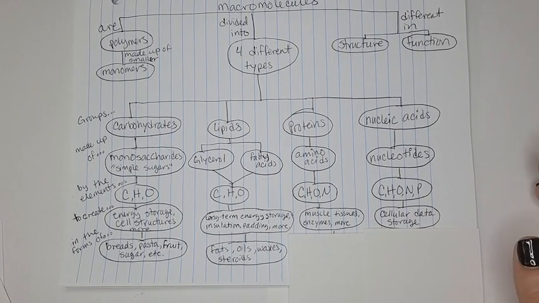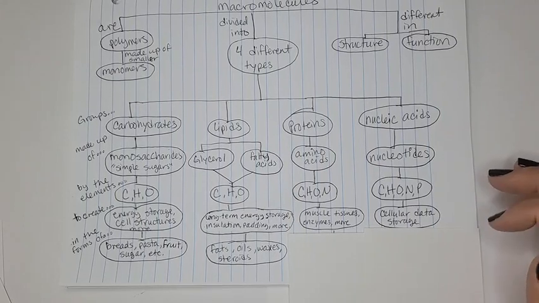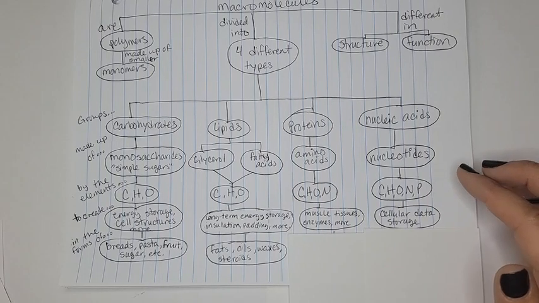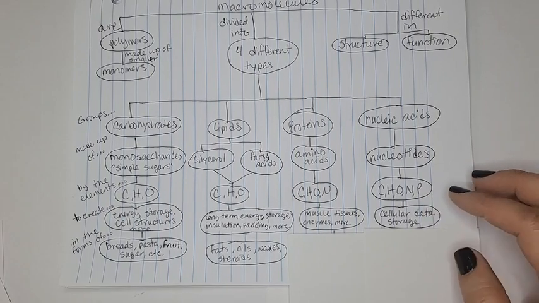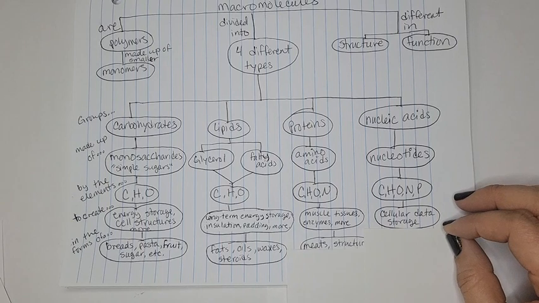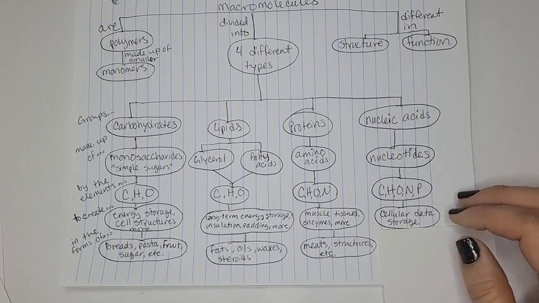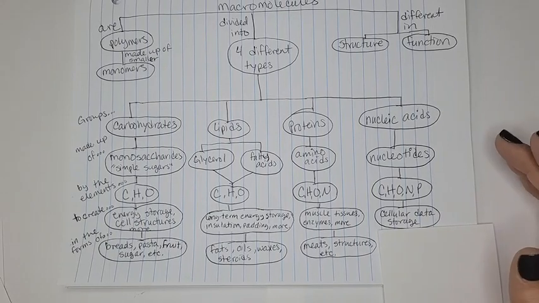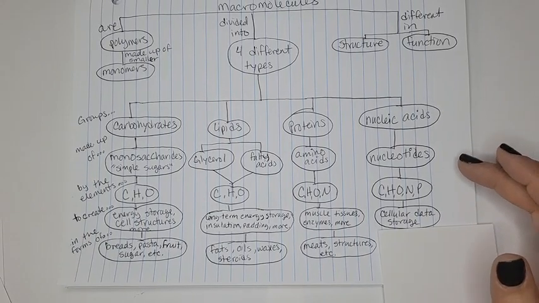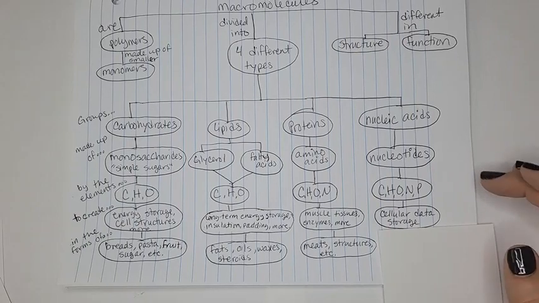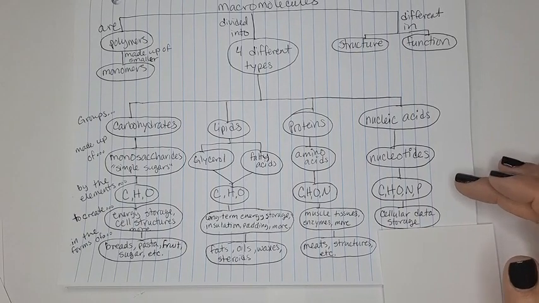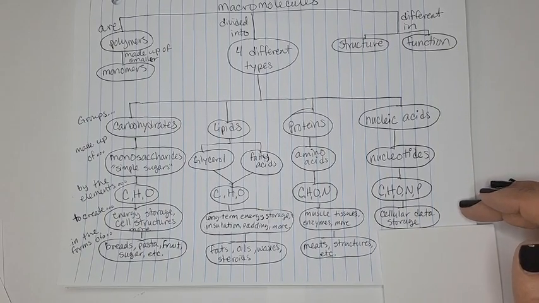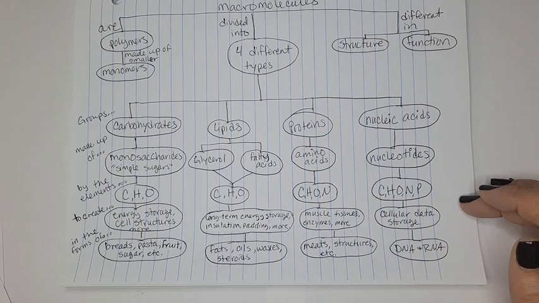Proteins are made up of the monomers amino acids by the elements carbon, hydrogen, oxygen, and nitrogen to create muscle tissues, enzymes, and more in the forms of meats, structures in the cells and bodies, and more. And finally, nucleic acids are made up of the monomer nucleotides through the elements carbon, hydrogen, oxygen, nitrogen, and phosphorus to create cellular data storage in the forms of DNA and RNA.